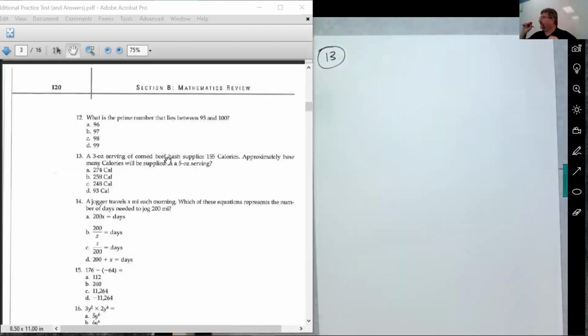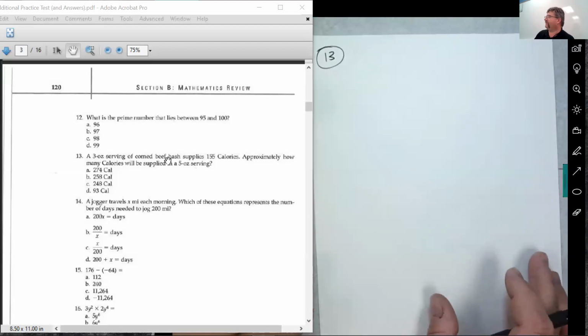A 3-ounce serving of corned beef hash supplies 155 calories. Approximately how many calories will be supplied by a 5-ounce serving? Okay, this is another classic proportion. It's a direct variation problem. It's just like having 2 equivalent fractions, okay?